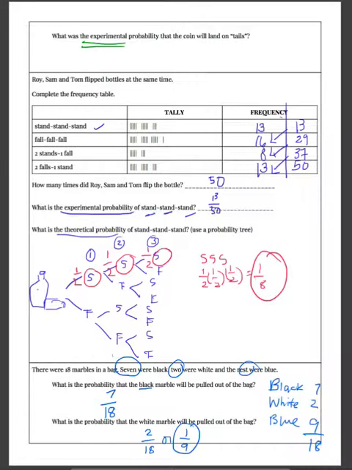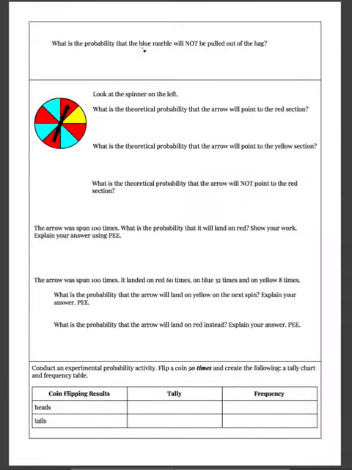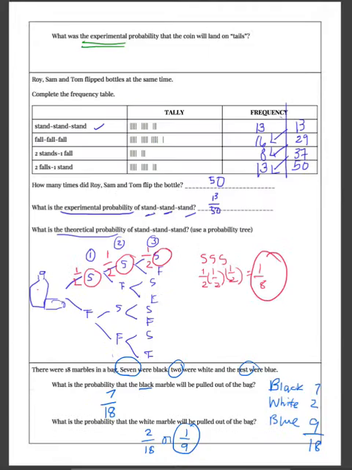Now let's go to the next page. What is the probability that the blue marble will not be pulled out of the bag? So remember, let's just quickly go back to the other page. 7 black, 2 white, and 9 blue. So what's the probability that blue will not be pulled out?